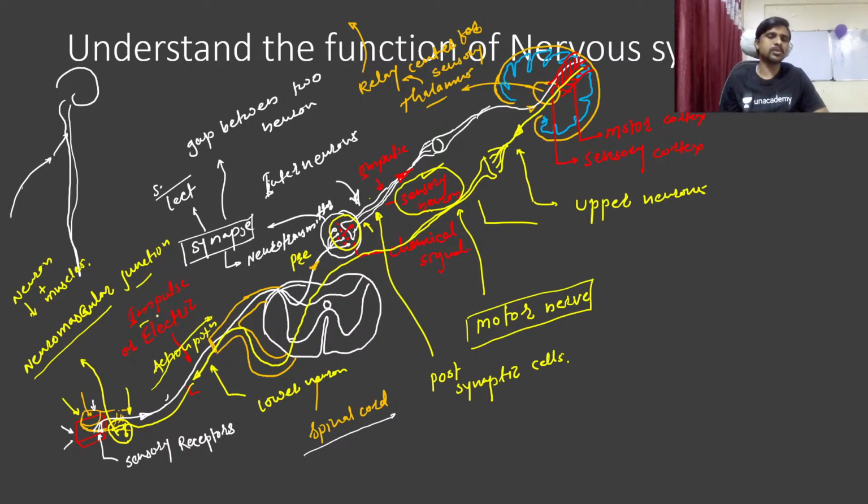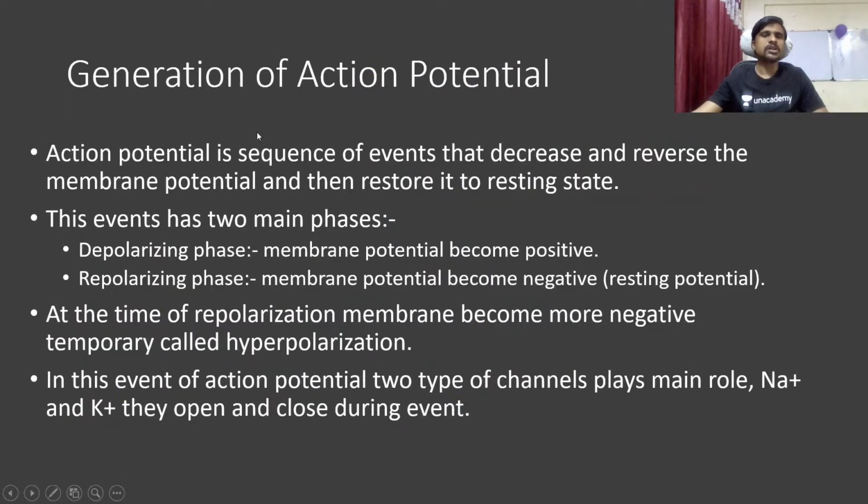Okay, what we have called an impulse, so this impulse is nothing but your action potential. So let's see how the action potential is generated. Okay, so the action potential is generated after the sensory receptors.